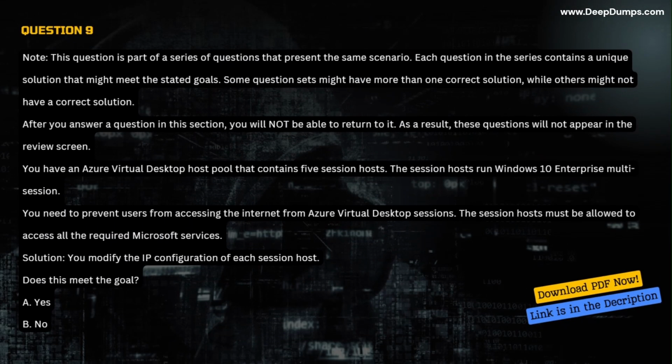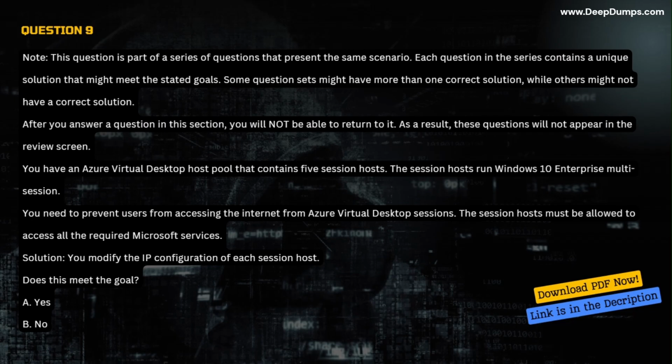Question 9. Note: this question is part of a series of questions that present the same scenario. Each question in the series contains a unique solution that might meet the stated goals. Some question sets might have more than one correct solution, while others might not have a correct solution. After you answer a question in this section, you will not be able to return to it. As a result, these questions will not appear in the review screen.